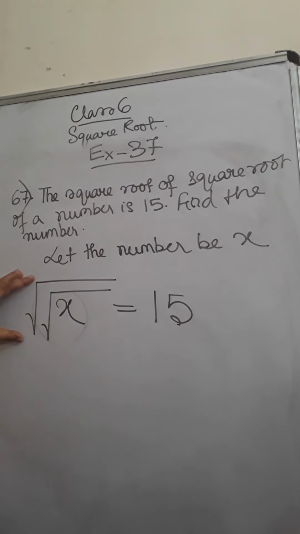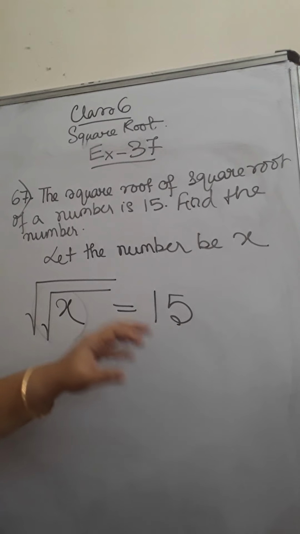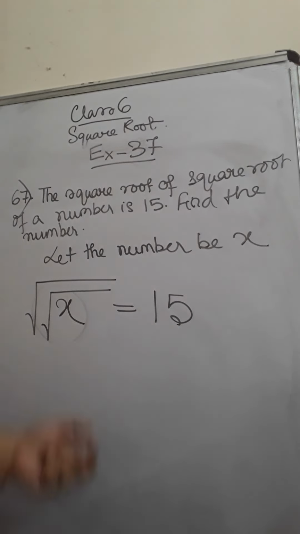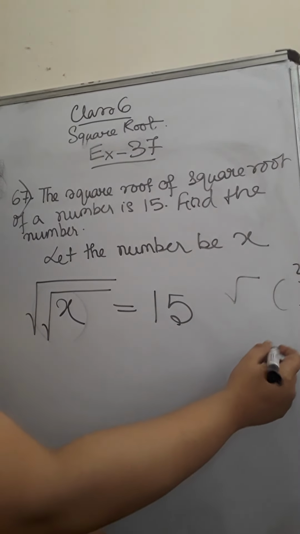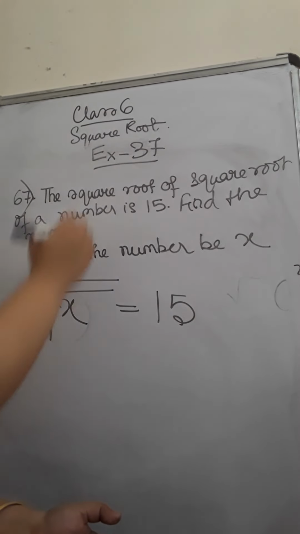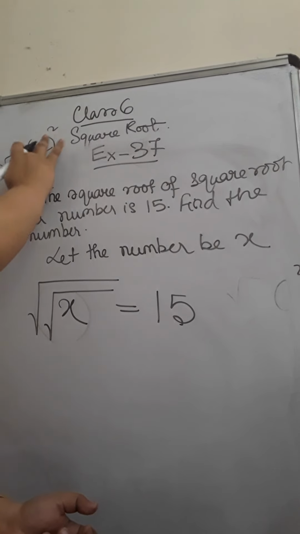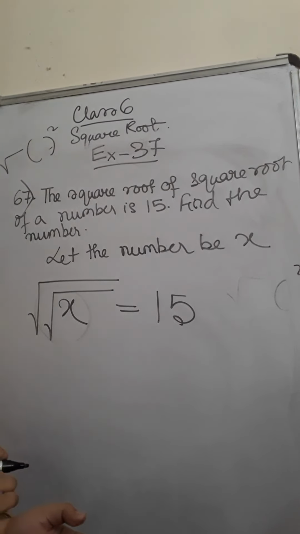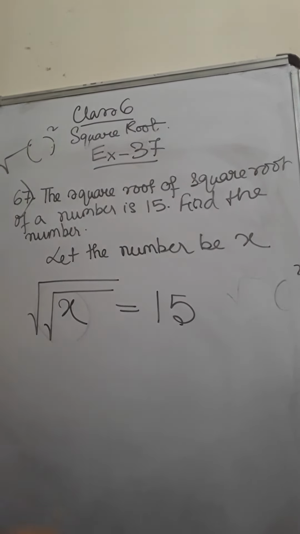Similarly, when you move the square root sign, it becomes square. And if you remove the square sign, it becomes square root on the other side. So square root becomes square when it goes to the other side, and square, when it changes the side, becomes square root.